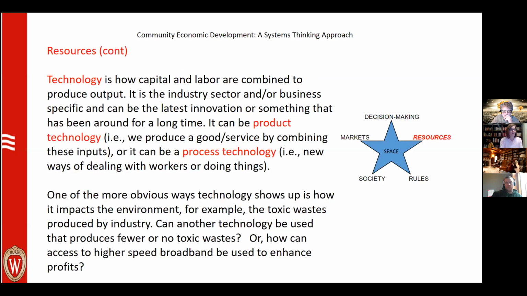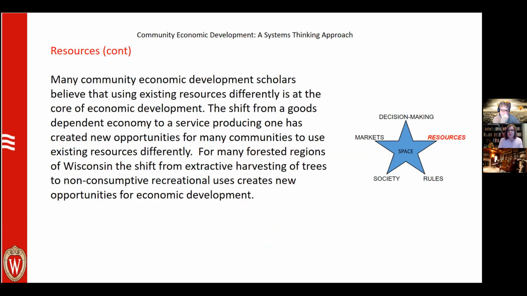Technology is kind of how we combine labor and capital into whatever it is we're producing. And this is something that is kind of the driver of economic growth, is really advances in technologies, advances in innovation. Okay. So the idea here is, can we use new technologies to kind of have our cake and eat it too? Can we improve economic well-being without consuming the resources that are at our disposal?